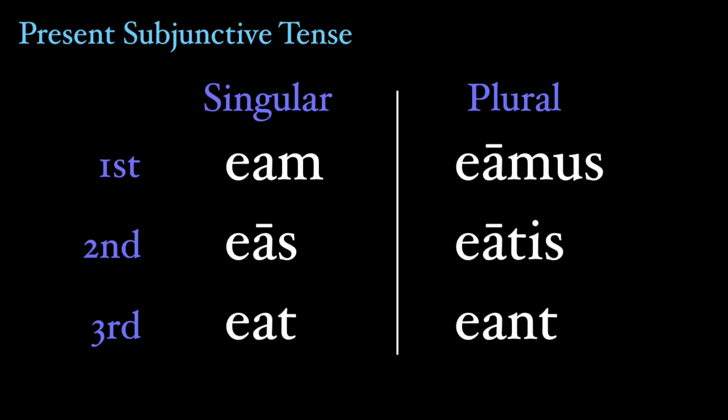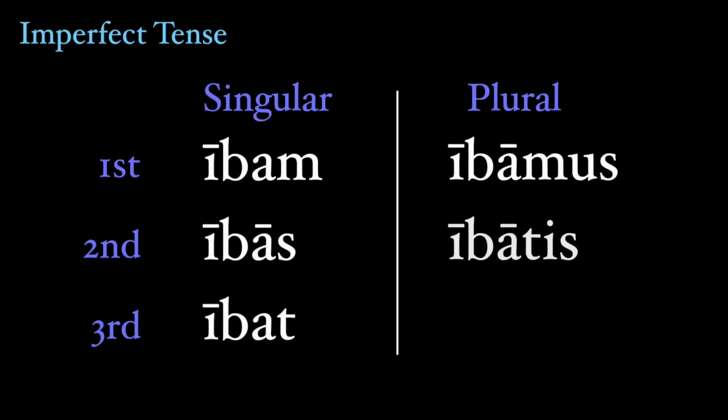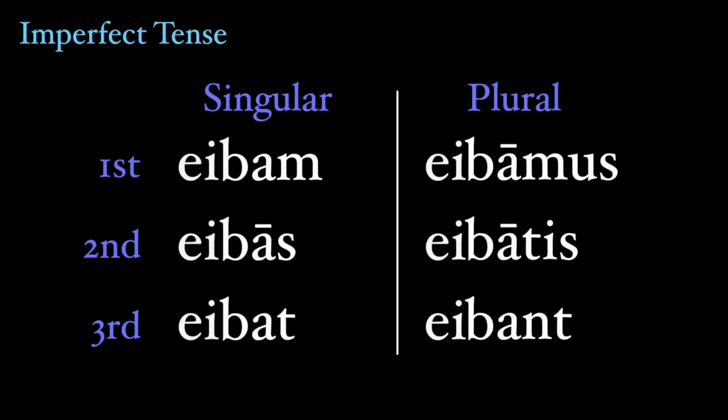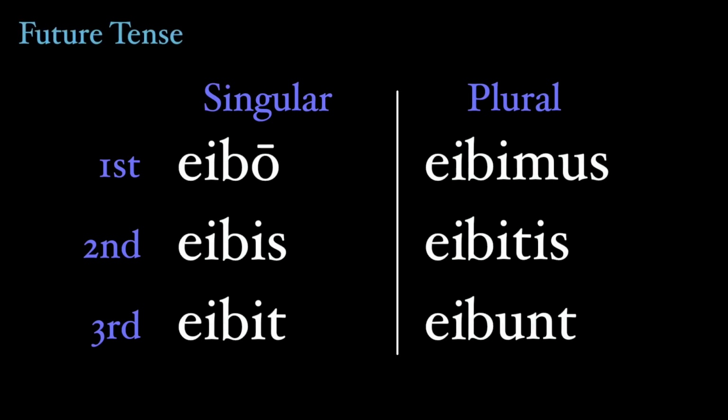So I brought it up to show you that the ei root changes to an e in front of a vowel. And that's also why the imperfect and future have the long i at the beginning before a consonant. Eibam, aebam becomes ebam, and eibo, aebo becomes ebo.